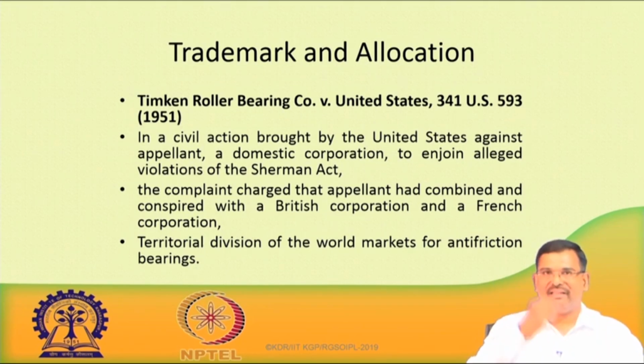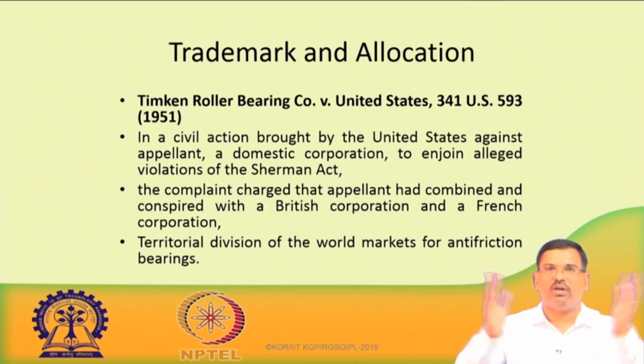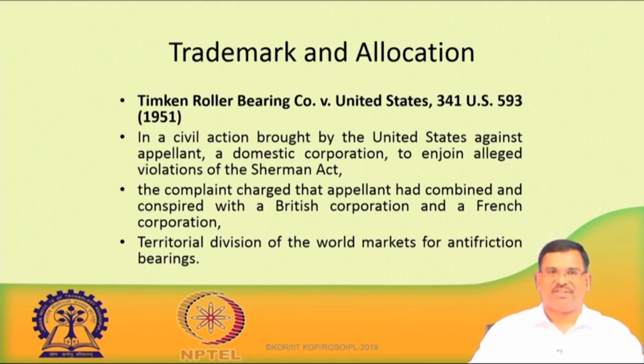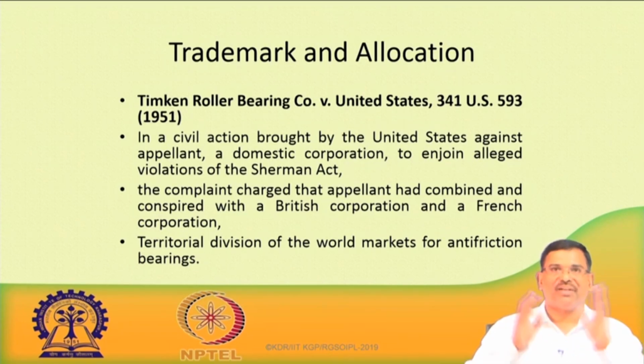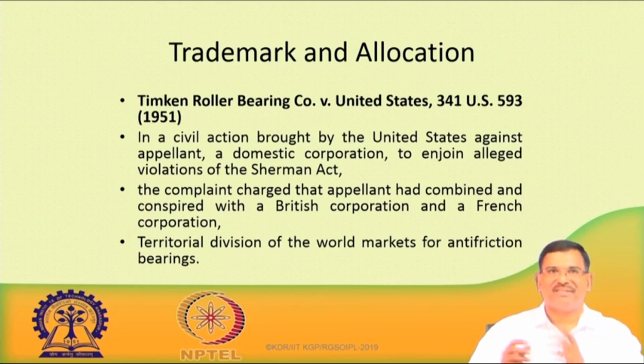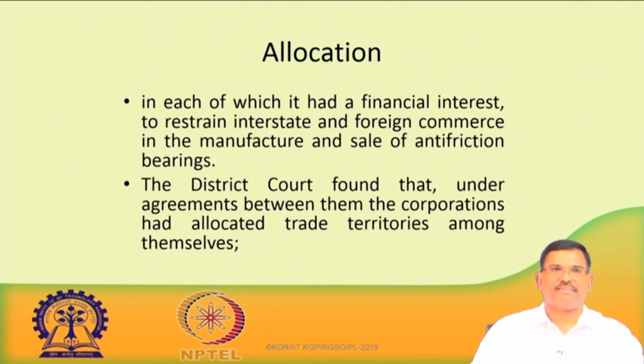So, what they did, they divided the territorial market all over the world market, and they make bearings, anti-friction bearings. So, they divided the whole world market, geographically they divided the particular market. So, the question is, can you, sitting somewhere in the United States or India or somewhere in China, control the world market by allocating the particular markets? We will see some of these cases, very interesting cases.